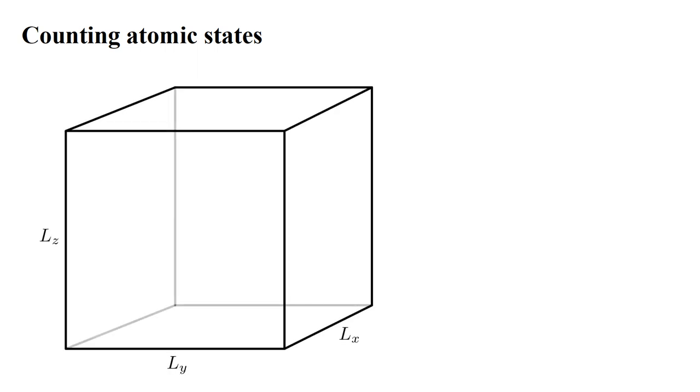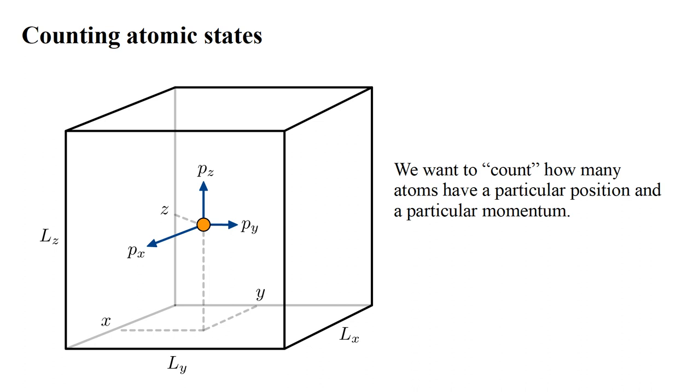Assume the atoms are confined to a box with side lengths Lx, Ly, and Lz. An atom can have any position within the box, specified by coordinates x, y, and z. In addition to position, an atomic state is specified by three components of momentum, px, py, and pz. We want to count how many atoms have a particular position and a particular momentum.